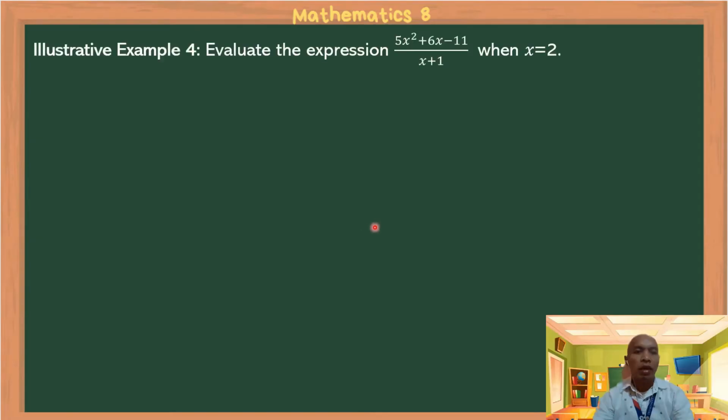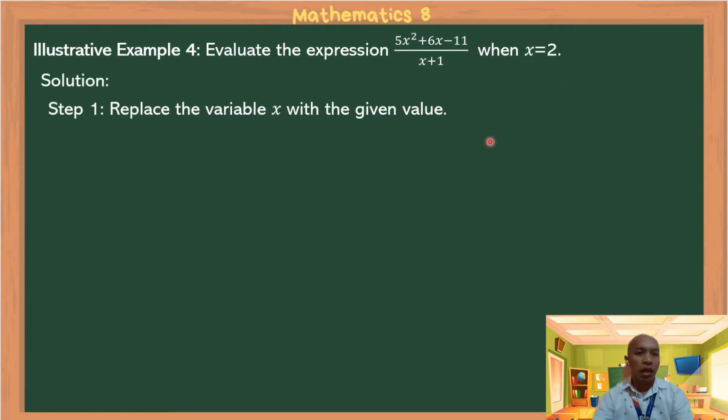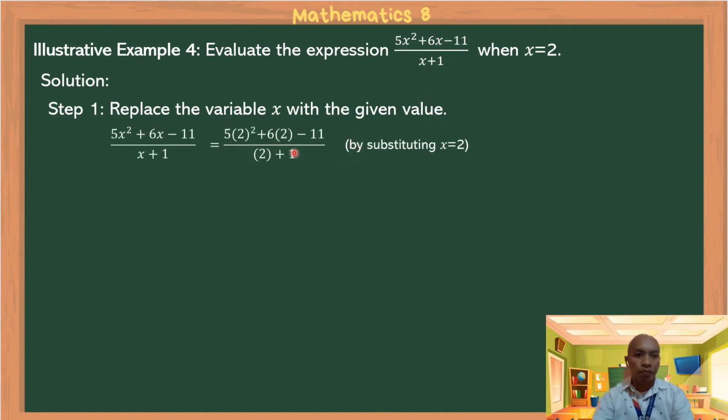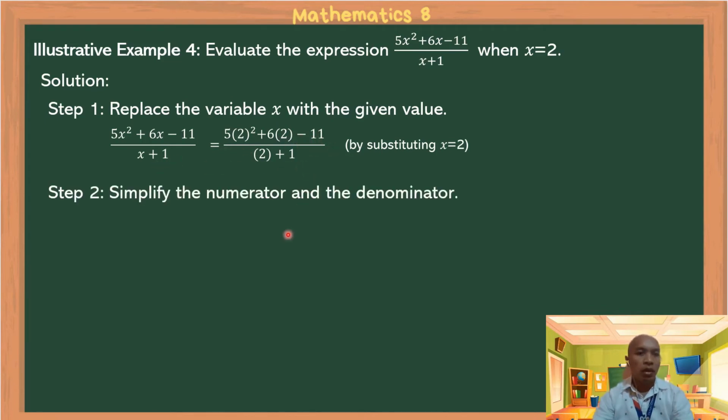Moving forward, let's have another example. Evaluate the expression 5x squared plus 6x minus 11 all over x plus 1 when x is equal to still positive 2. So again, replace the variable x from the given by 2. Instead of writing x, substitute it by 2. Minus 11, and the denominator is 2 plus 1.